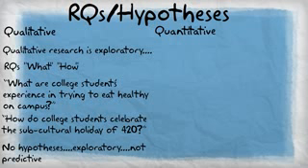Because qualitative research is exploratory, it typically does not have a hypothesis, which is a prediction. In a nutshell, qualitative research tries to explore, not predict, participants' views.